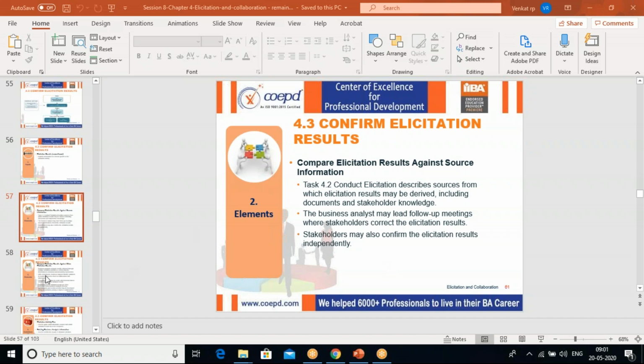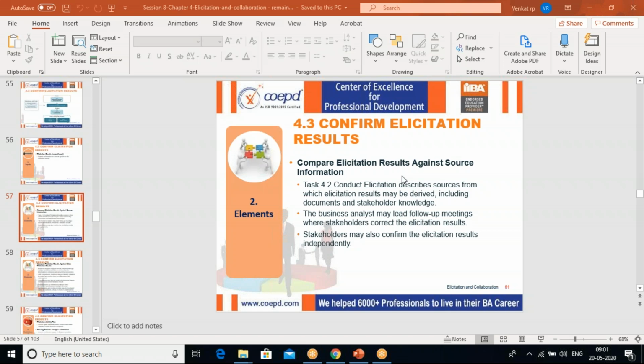And the second element is, you compare elicitation results against other elicitation results as well. Sometimes a few elicitation techniques may not be that suitable to extract that information. So you should understand which elicitation technique is more suitable to take this information. Let me say you can conduct a brainstorming session and get that information. You can conduct an interview and get the information, and you can do a process analysis and get that information.